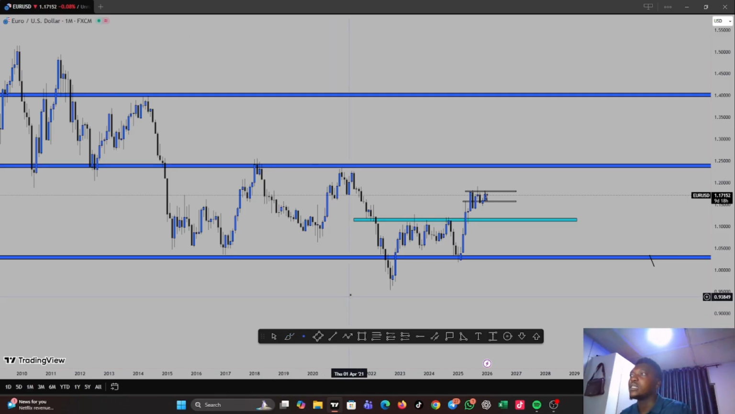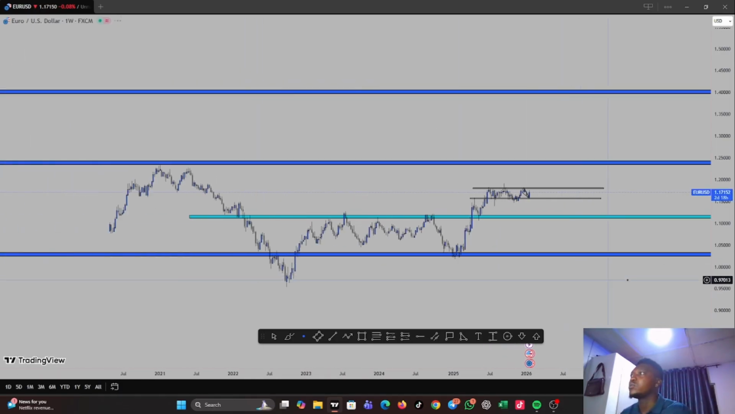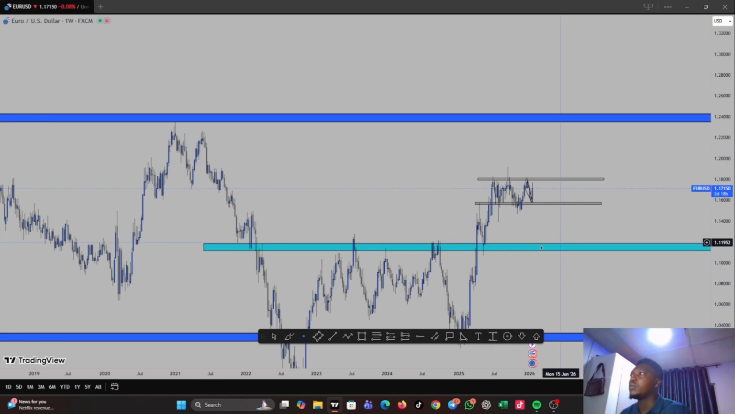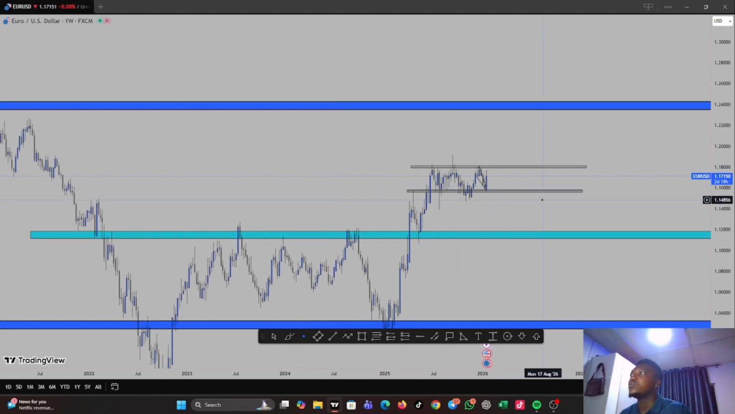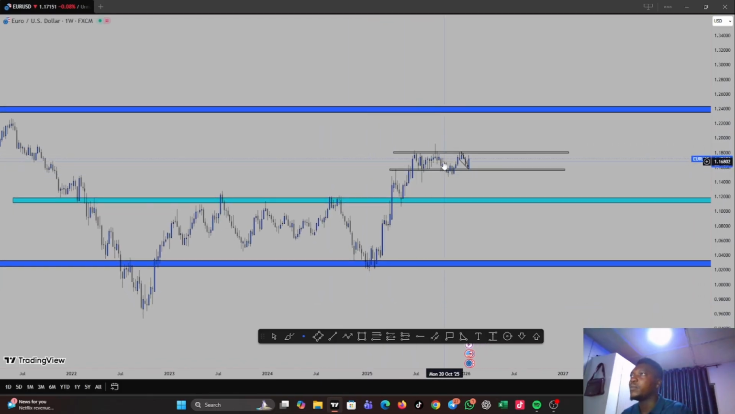So the next thing we do is that we move down to the weekly chart. Moving down to the weekly chart, we'll notice that Euro USD is trading in a range. This is not so clear like what we have on GBP USD. But now that we are in a range, what should we do? The best thing to do is to stay out of the market.